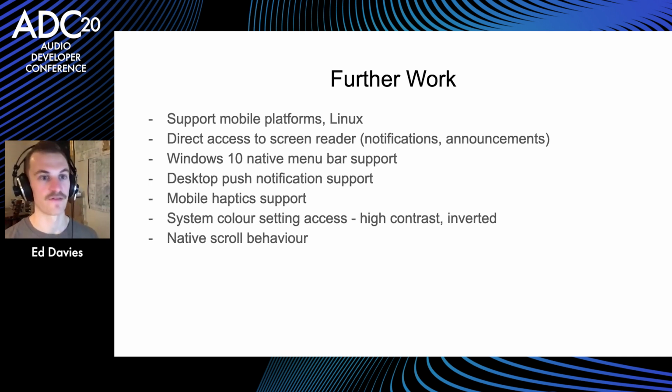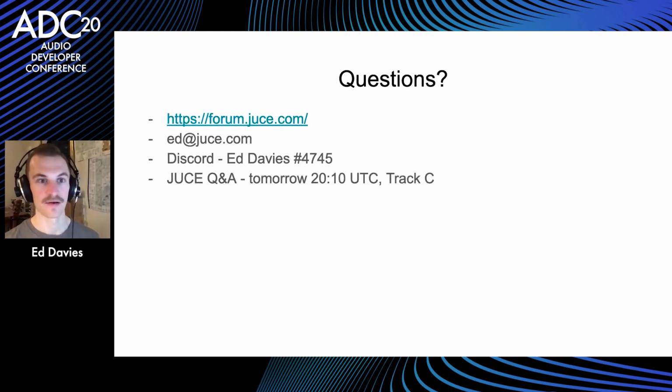We also want some way of providing direct access to the screen reader, so you can just post text to notifications, native menu bar support on Windows 10, desktop push notification support, haptic support on mobile, which is very important for accessibility, perhaps direct access to system color settings, so things like high contrast and inversion, and also implementing things like native scroll behavior. So all of these would be nice to have for providing full accessibility support in JUCE. And that really covers it.